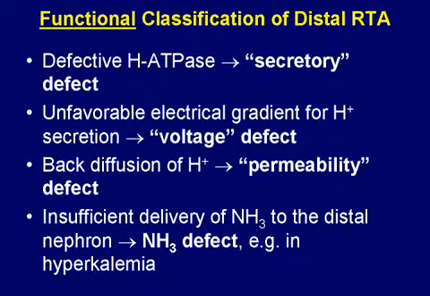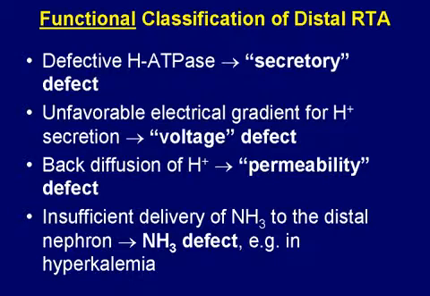In terms of distal RTA, I mentioned this issue that it's probably easier to think about the pathophysiology if you classify it in these 4 functional subtypes of distal RTA. So the patients that have a defective proton H-ATPase, which is a secretory defect, and the classic of that, of course, is genetic deficiency in the H-ATPase. An unfavorable electrical gradient for proton secretion.